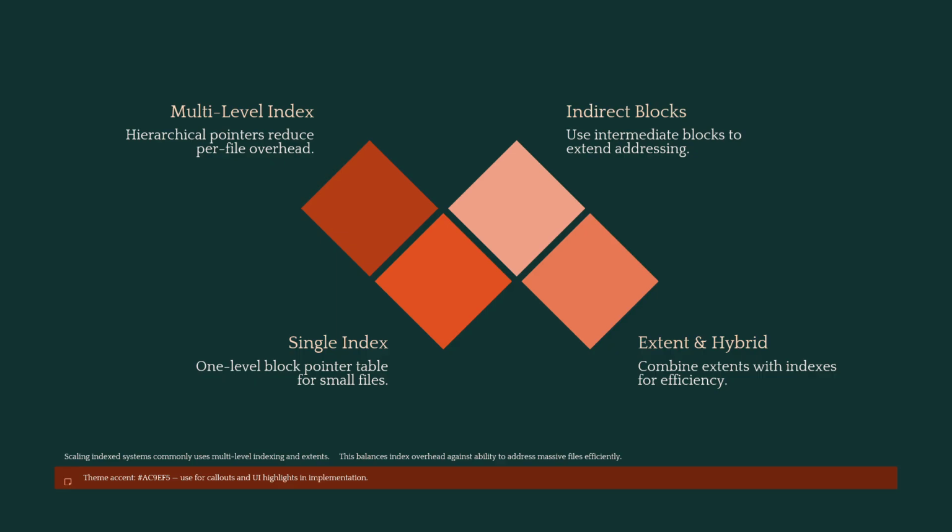Extents and hybrids: combine extents with indexes for efficiency. Scaling: index systems commonly use multi-level indexing and extents. This balances index overhead against the ability to address massive files efficiently.